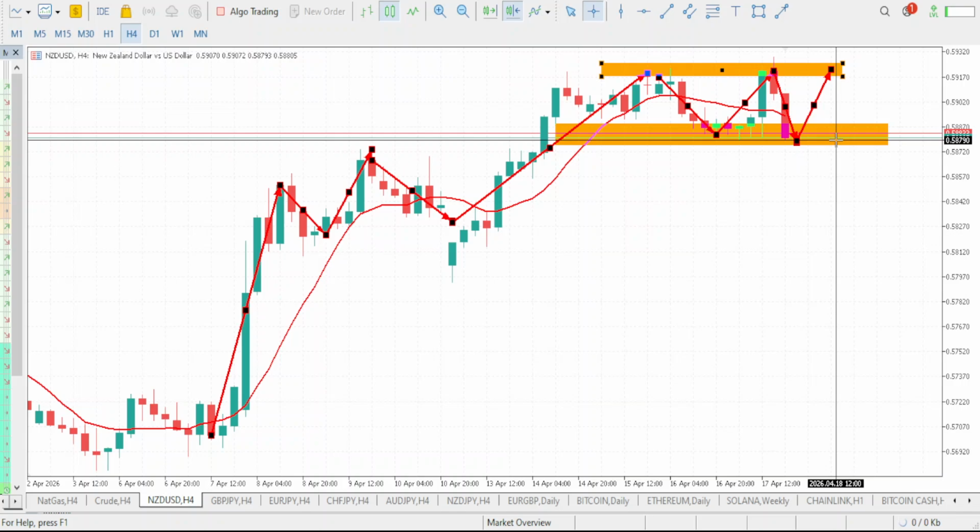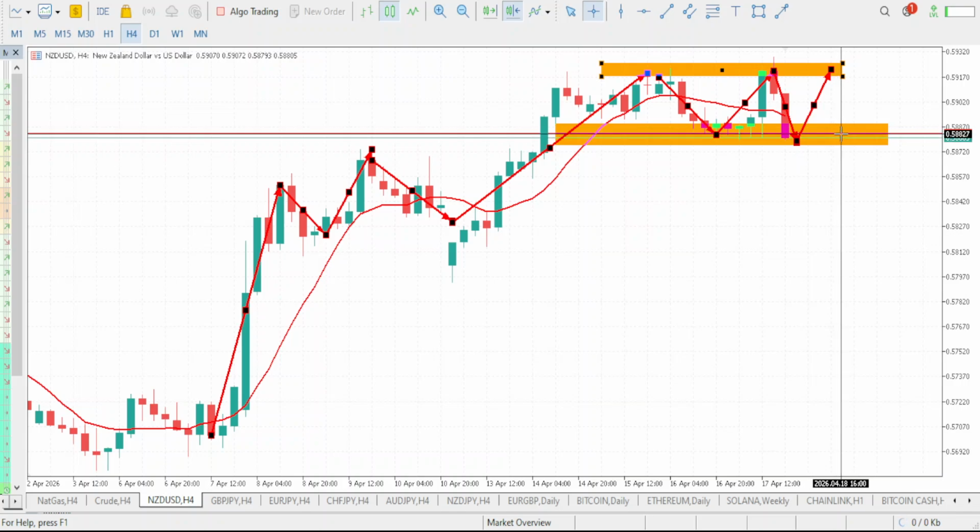So guys, whatever you want to be doing on your New Zealand dollar USD, you would want to be going for the buy. And that buy should come to tap the resistance level and possibly break above it. There's a possibility that it will break above it. But first, let it push on to tap the resistance level. Once it does that, then I'm going to do an update and let you guys know what we'll be expecting next.